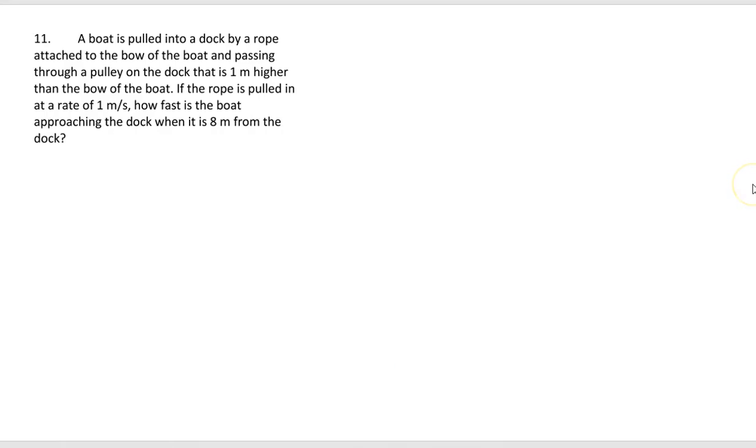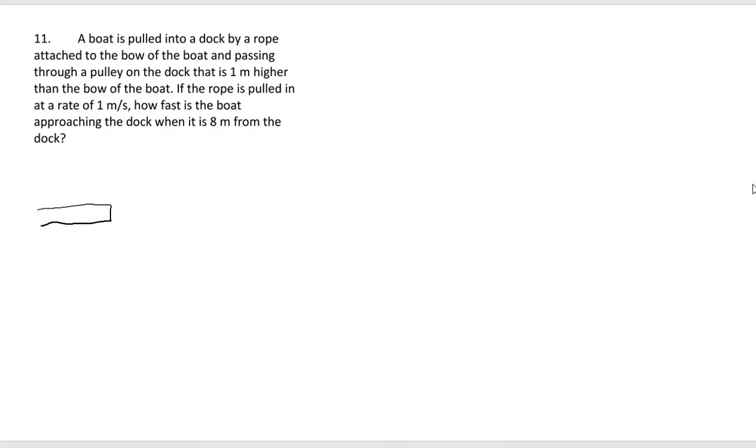Number 11. A boat is pulled into the dock by a rope attached to the bow of the boat and passing through a pulley on the dock that is 1 meter higher than the bow of the boat. If the rope is pulled at a rate of 1 meter per second, how fast is the boat approaching the dock when it's 8 meters from the dock?